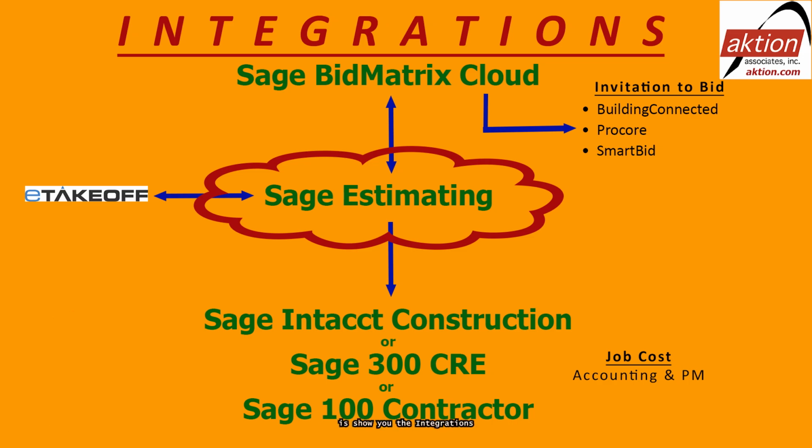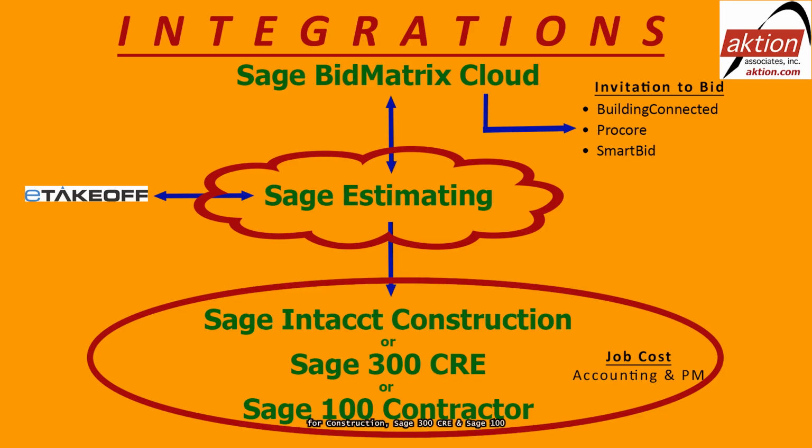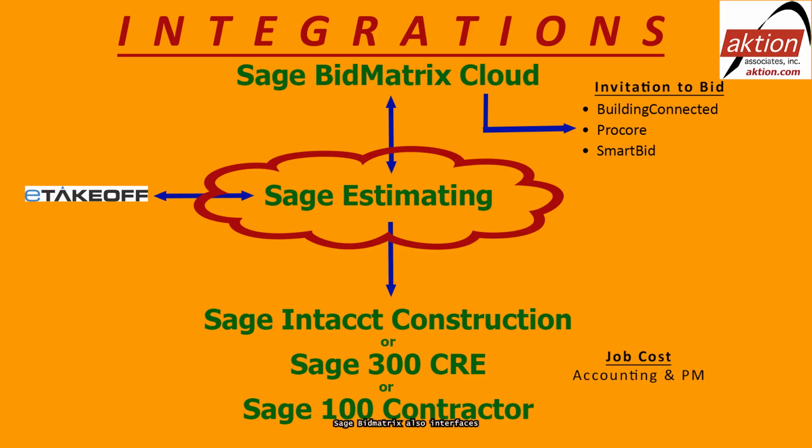What I'd like to do here is show you the integrations of Sage Estimating. As you can see, Sage Estimating integrates with eTakeoff. Sage Estimating also integrates with Sage BidMatrix Cloud. And Sage Estimating integrates with Sage Intacct for Construction, Sage 300 CRE, and Sage 100 Contractor, job cost accounting software. Sage BidMatrix also interfaces with invitation to bid portions of Building Connected, Procore, and SmartBid.